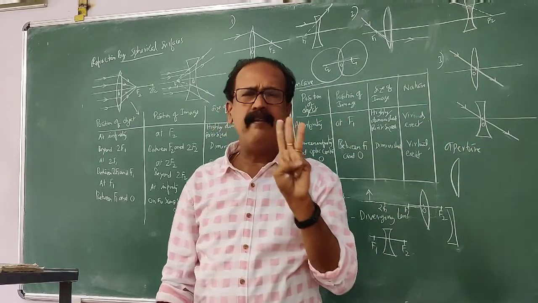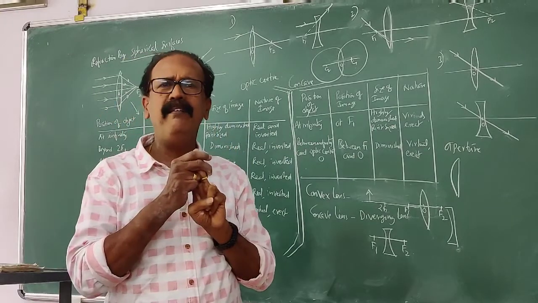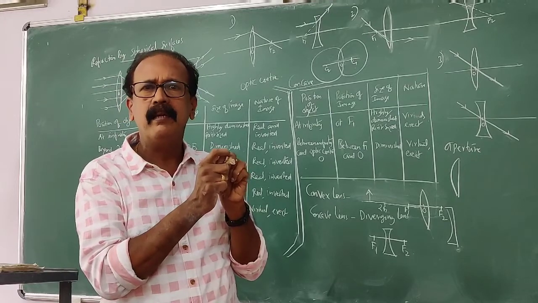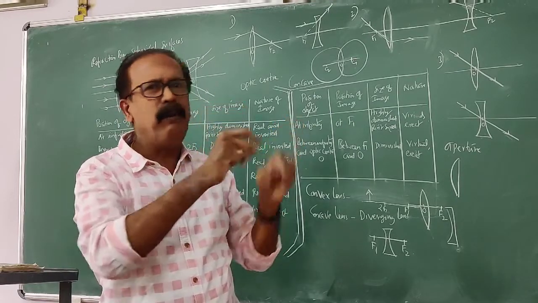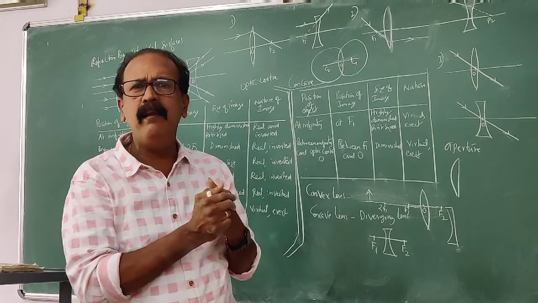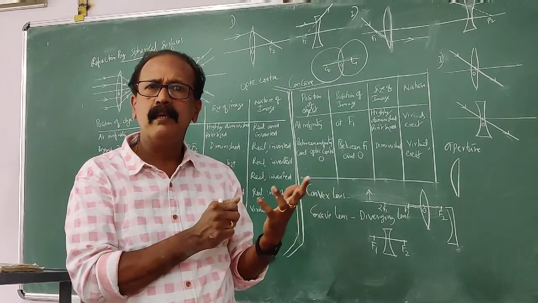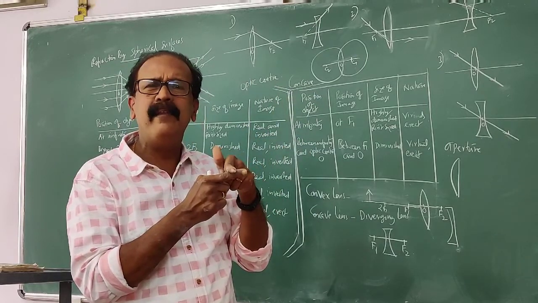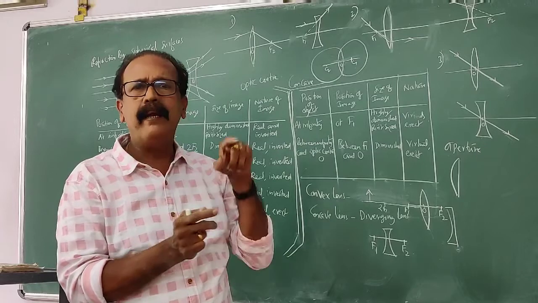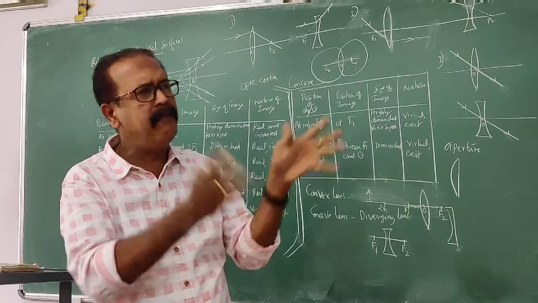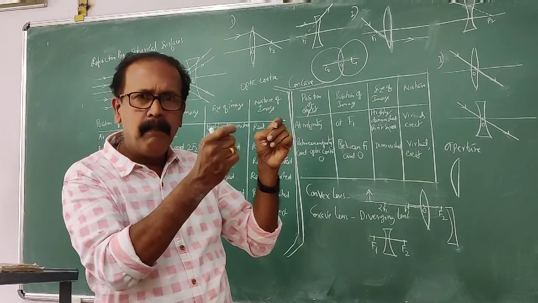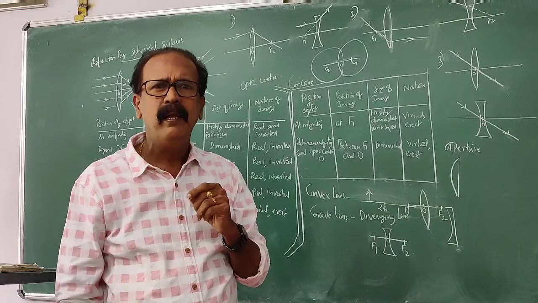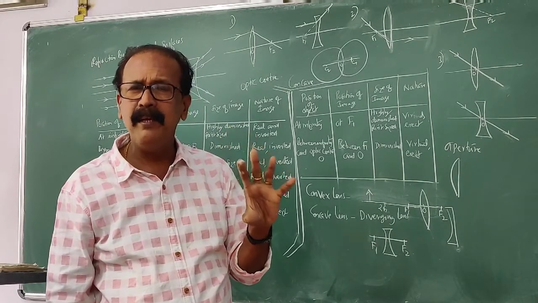Out of the three rays you can use any two, and where they meet after refraction, that will be the formation of the real image. If they are not meeting, you can produce them backward and meet. If the direct rays meet at a point, you can draw an image there, and it's a real image. If the rays after refraction are diverging, you can draw them backward, and where they meet corresponds to the position of a virtual image.